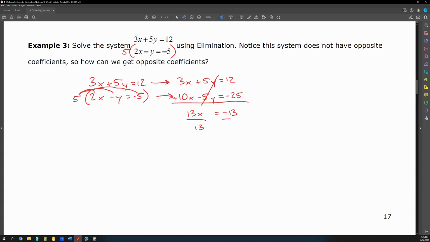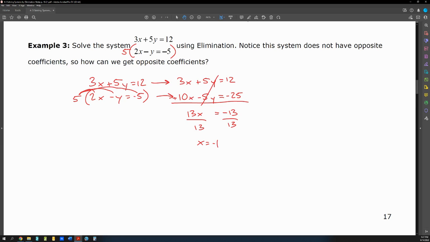Solving this equation by dividing by 13 on both sides, we get x is equal to negative 1. Now here we want to plug into one of the original equations. So I would not plug this into 10x minus 5y equals negative 25, because in case we made an error multiplying by 5, our answer would contain an error. So let's go ahead and plug it into one of the original equations.